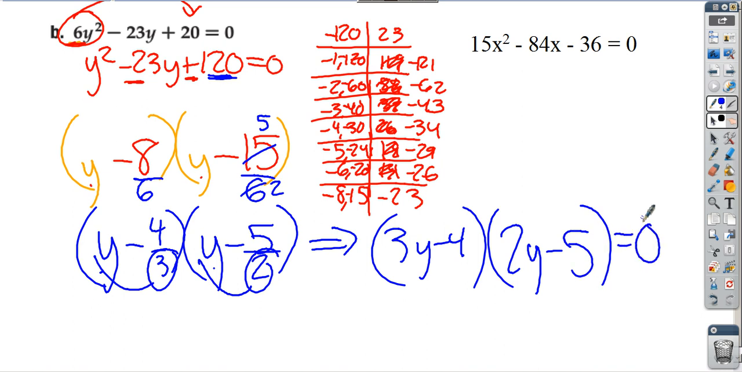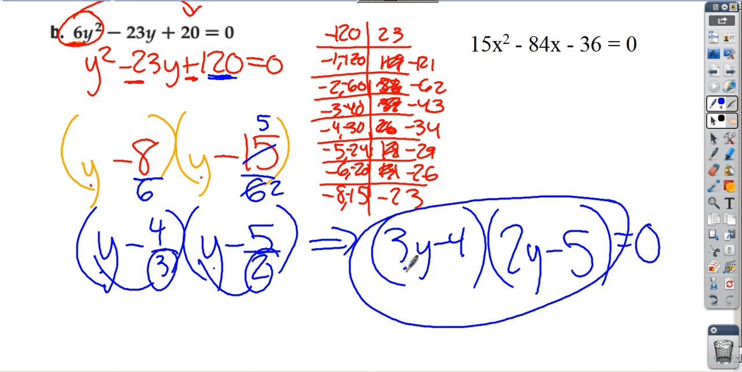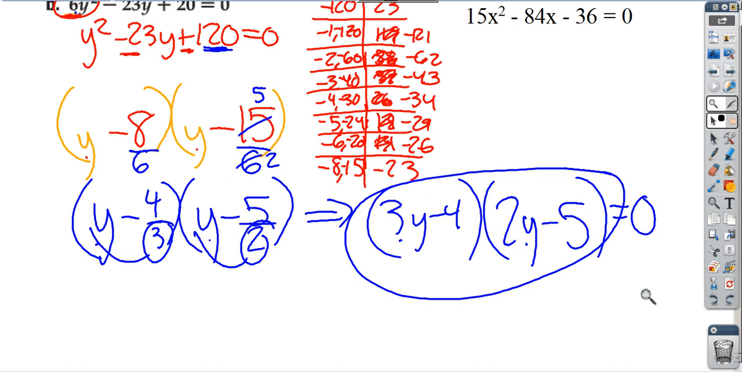This is now completely factored. You can test it. 3y times 2y, that does equal 6y squared. And if you FOIL out the rest of it, you get what you started with. Okay, this is supposed to be solved by factoring, so we haven't solved it yet.